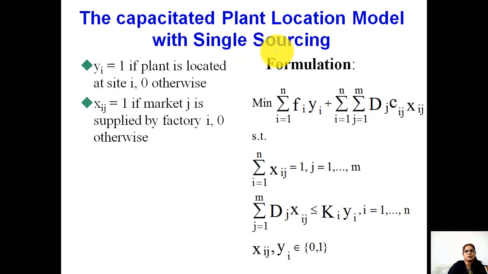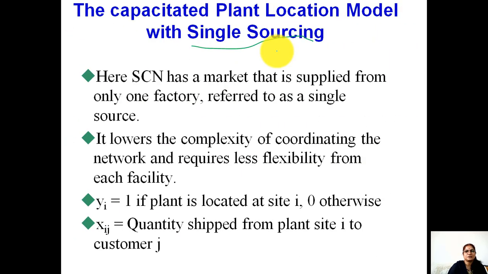So we'll move on to the model now. What changes are there? I'll just stress only the changes, other things we already know. Here the supply chain network has a market that is supplied from only one factory, referred to as single source. Why does the supply chain manager prefer this kind of network? Because the complexity involved is less, and coordinating the network becomes much easier. So sometimes it cuts down the costs as well.